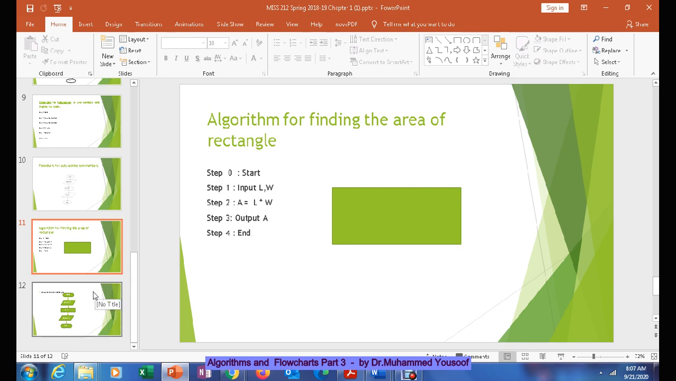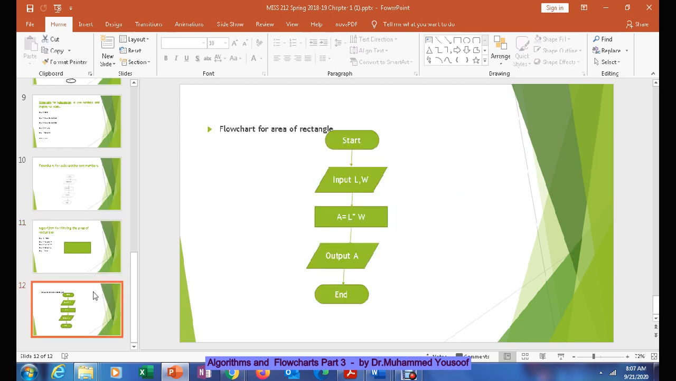Now the same thing I want to do for a flowchart. See here, I am getting two inputs in the parallelogram because it's an input, L and W. Then I do the processing, A equal to L into W. This is processing. And after that I am giving the output, output A, and end. So this is what you have to understand very clearly.